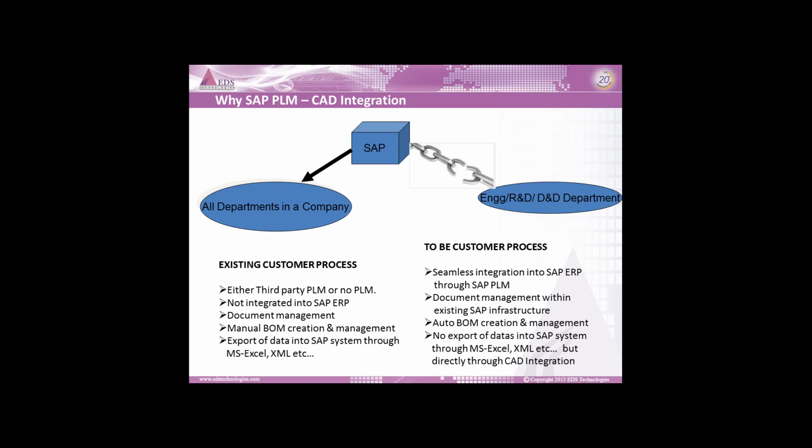So the existing customer processes that we have been seeing across these organizations are either a third-party PLM or no PLM at all, and it's not well integrated with your SAP ERP. Engineering, R&D or NPD departments are not connected to the SAP enterprise solutions across your organization, and document management is handled through centralized folder locations or on individual desktops, because of which there is no proper flow of information across your business functions or verticals. This leads to manual bill of material creation and management of the bill of material. Export of data into SAP systems is done either through MS Excel or XML, which again leads to manual procedures.